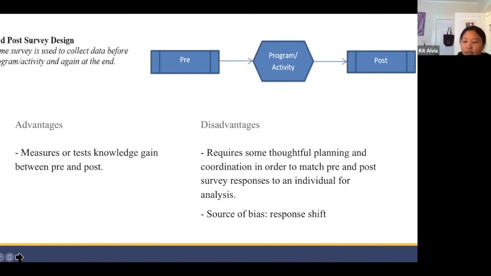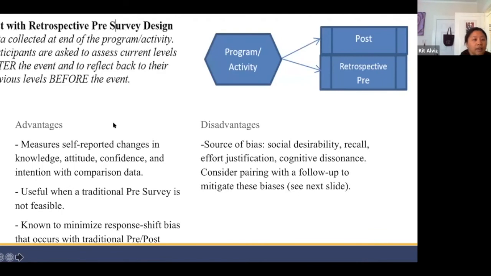And I don't have an example for this one because we shared one last week, but it was another IPM example with pictures of snails and slugs. And they asked them before the training to state what type of snail or slug each one is. And then they shared the exact same set again after the training to see if knowledge increased or decreased. Next slide, please. This is the one that we often use, program planning and evaluation, and we often recommend it: post with retrospective pre-survey design.